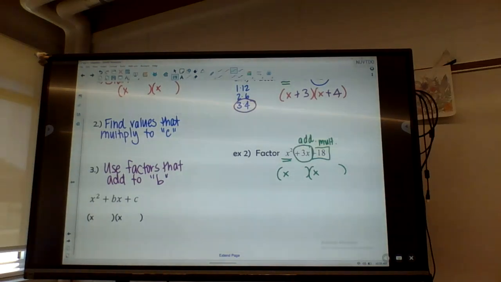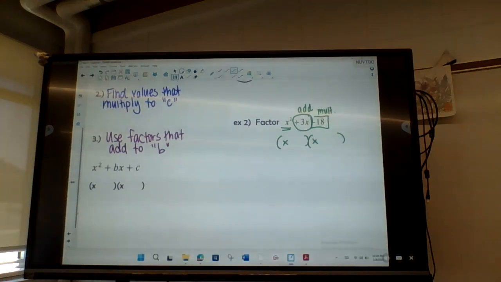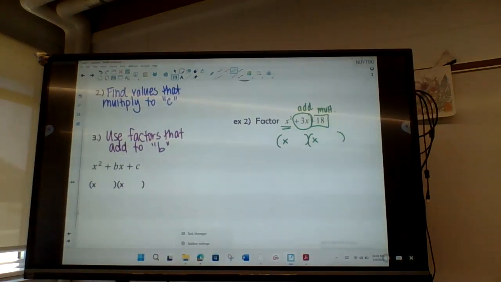Now when there's a negative number involved, it's a little bit trickier. Because if I'm multiplying to get a negative, what needs to be true about my numbers? One has to be negative, one has to be positive. Yep. So we do 1 times negative 18, 2 times negative 9, 3 times negative 6. Then we reverse the list.